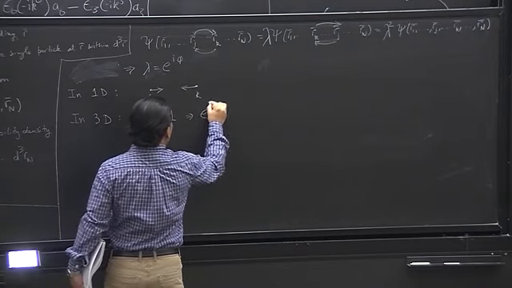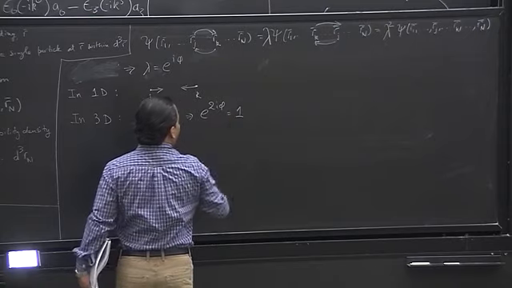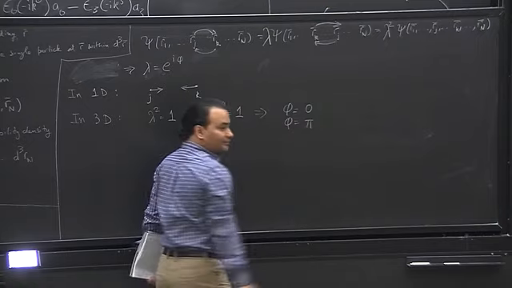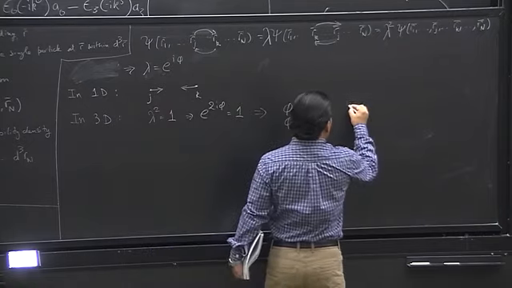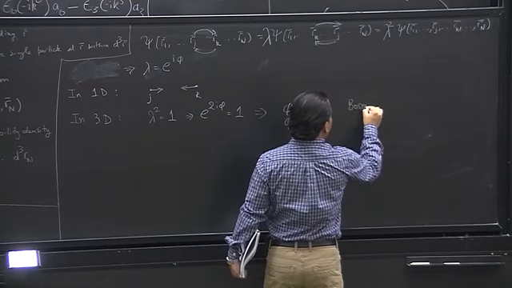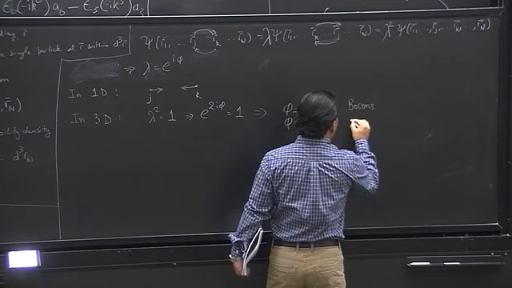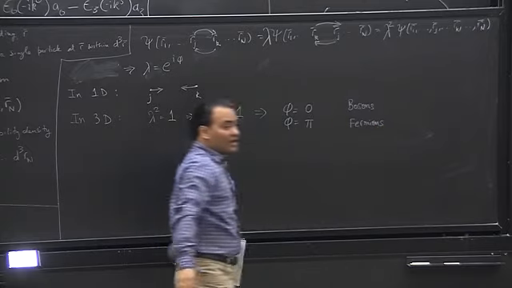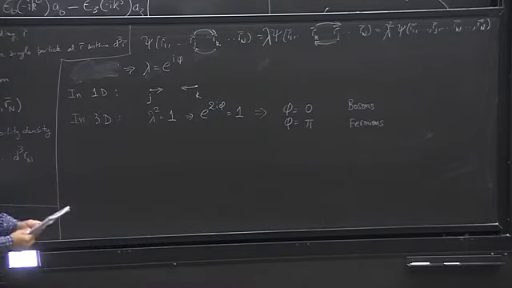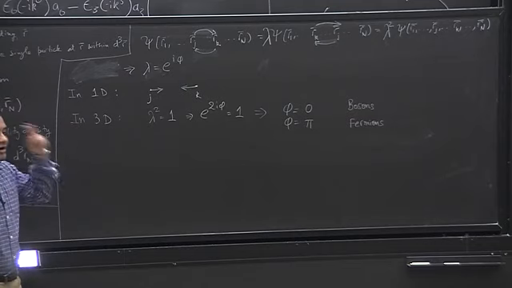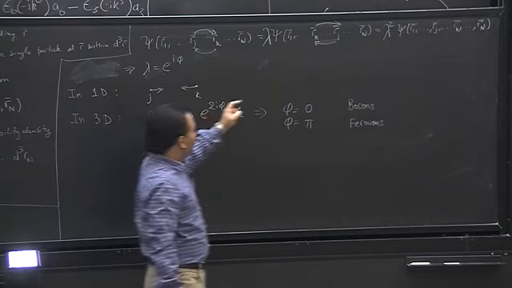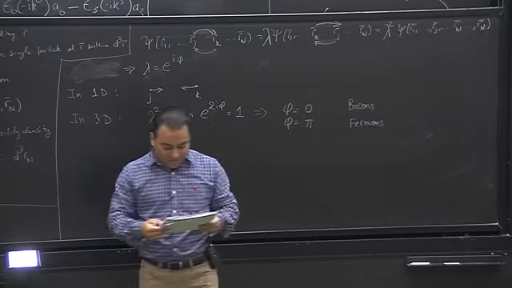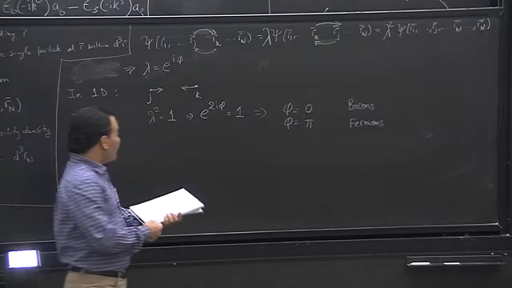That means e to the power 2i phi is equal to 1. That implies that phi is either 0 or pi. Now, phi equal to 0 is for particles that we call bosons, and phi equal to pi is for particles that we call fermions. So we have n identical particles. When we exchange them in 3 dimensions or higher, there are only 2 possible solutions, phi equal to 0 and phi equal to pi. Phi equal to 0 corresponds to bosons, and phi equal to pi corresponds to fermions.